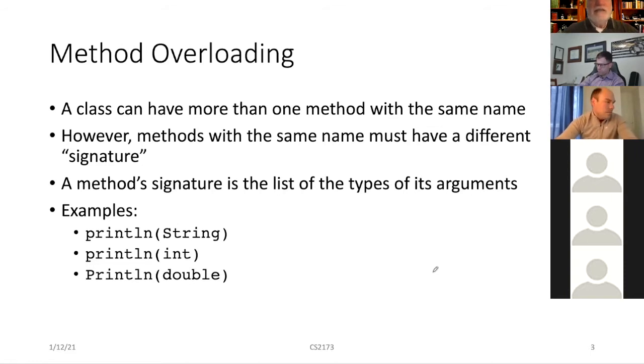In this case, it is the same name but different signature. So what's a signature? A signature is a list of the types of arguments. We've actually seen an example of that in println, which we've used all the way back to Hello World. So println is overloaded. Println, in fact, is an instance method of a class called PrintStream. Again, you don't need to know that, but remember exactly what that is.